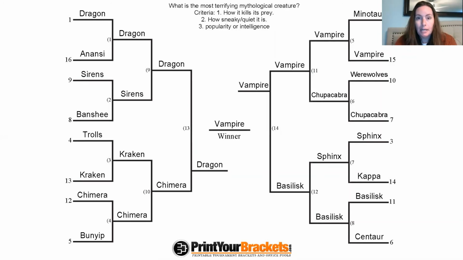My criteria were first and second, two things I looked at at the same time: how it kills its prey, which are humans, and how sneaky or quiet the creature is. Then my tiebreaker was how popular it is or how intelligent the creature is, kind of like how much it can blend in with society, all that type of stuff.